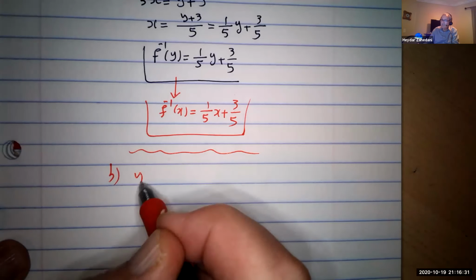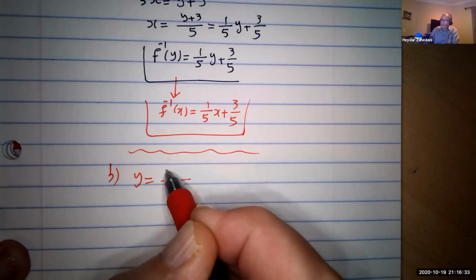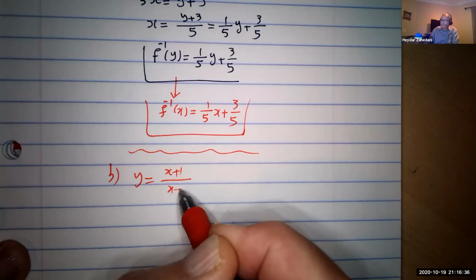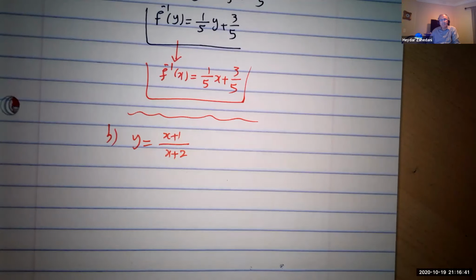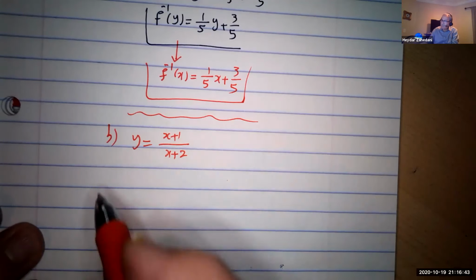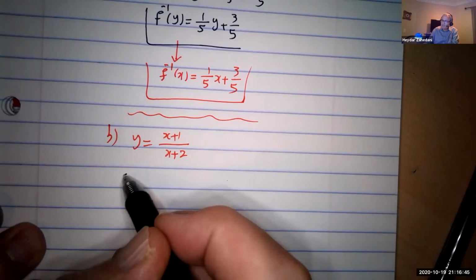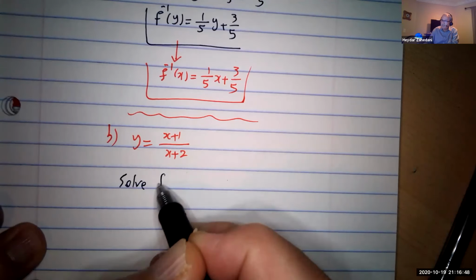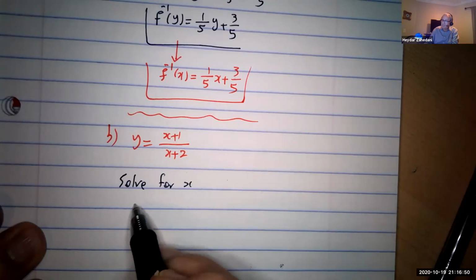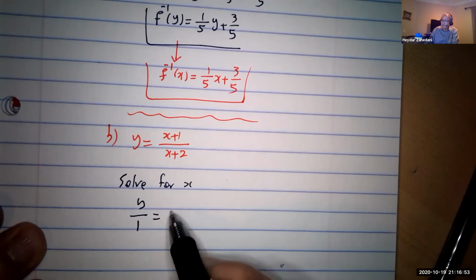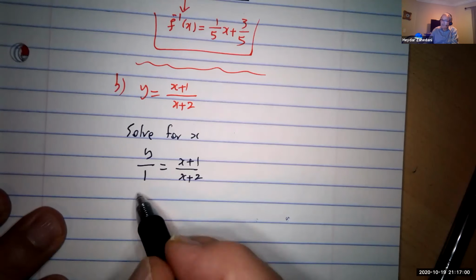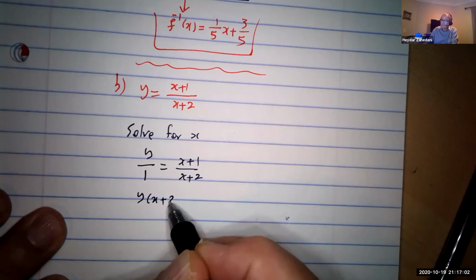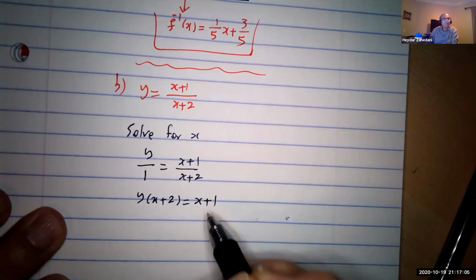Okay, what was this one? y equals x plus 1 over x plus 2. You know that. You have to cross multiply to get the x. Again, my method is solve for x. So this is y over 1 equal to x plus 1 over x plus 2. Cross multiply. That gives y times x plus 2 equal to x plus 1.